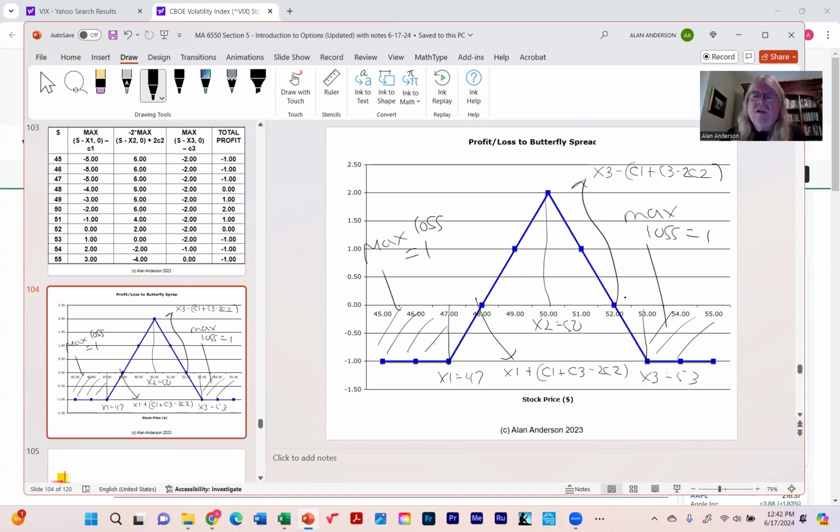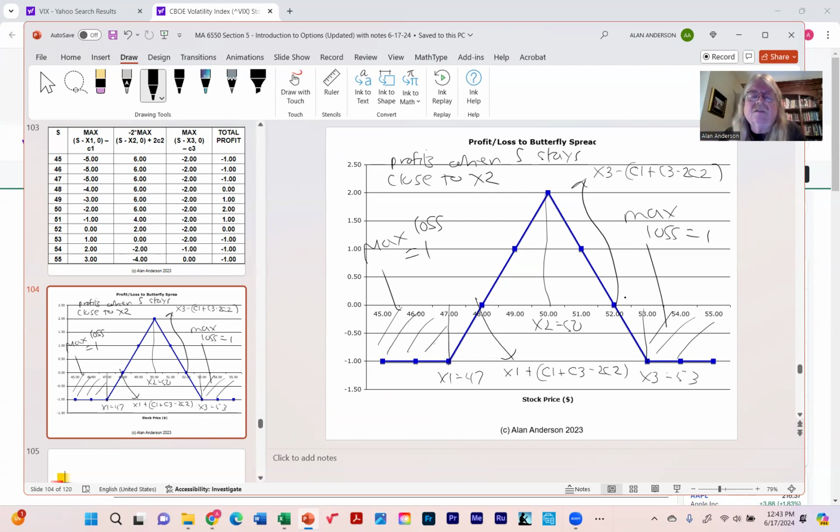Okay. So anyway, what has to happen for us to make money? We have to stay, the stock price stays close to X2. In other words, it doesn't change very much. We're hoping that the stock price, we don't really care if it goes up or down. It almost doesn't matter. As long as it doesn't move too much, we'll make money.